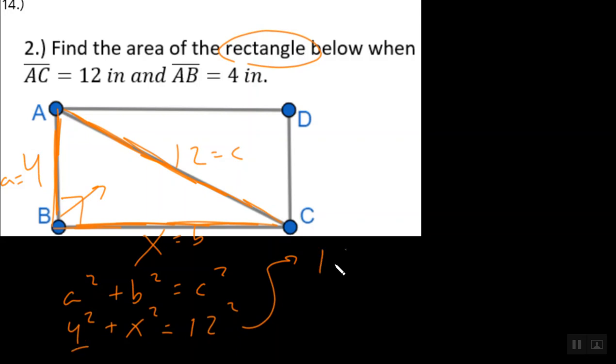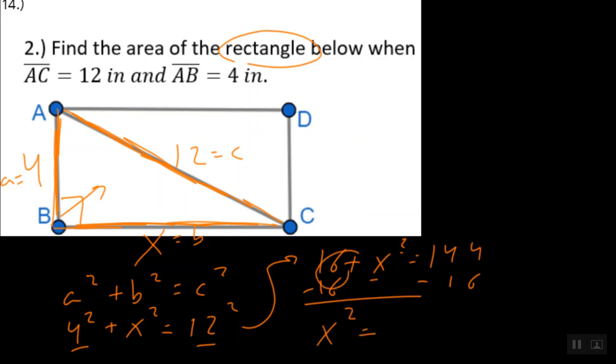4 squared is 16 plus x squared is equal to 12 squared is 144. We know that in solving for x squared, we can subtract 16 from both sides, and we'll get x squared is equal to, and it looks like 144 minus 16 will be 128. Now I will leave you to solve this for x. But what does x equal?